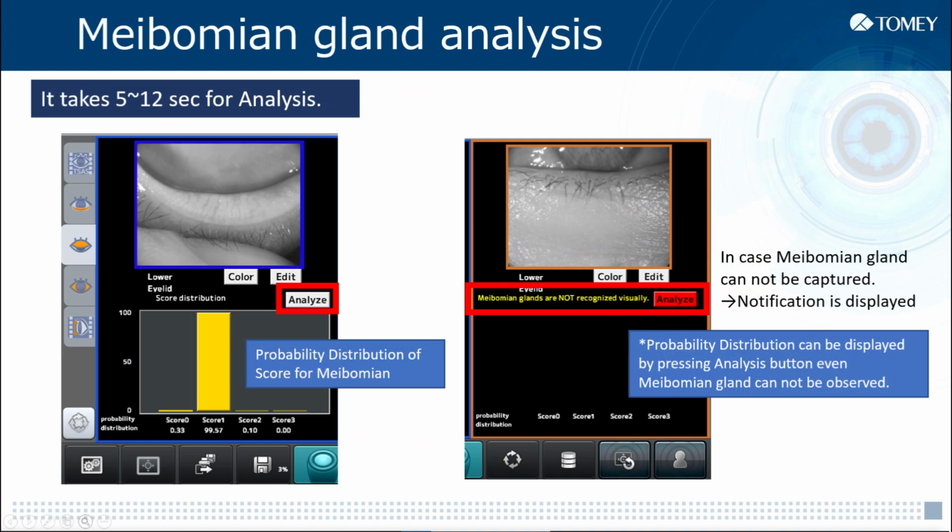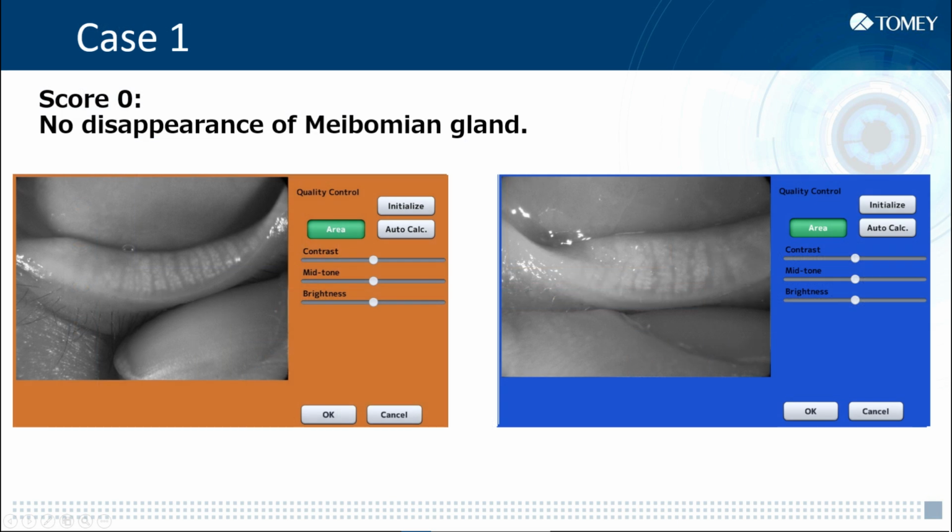The MR6000 can not only capture and observe meibomian glands, but it can also classify the meibomian gland score from 0 to 3. The analysis takes 5 to 12 seconds. Let us see the image of each score. This is an example of score 0. There is no disappearance of meibomian glands.